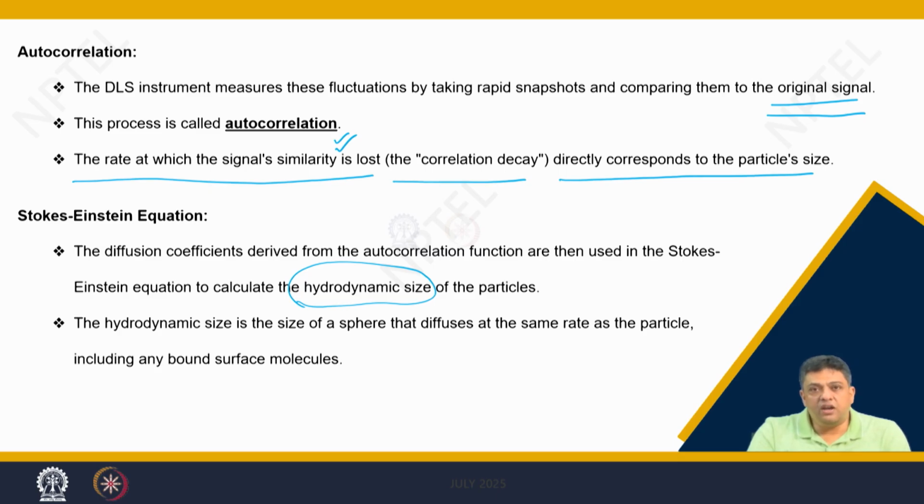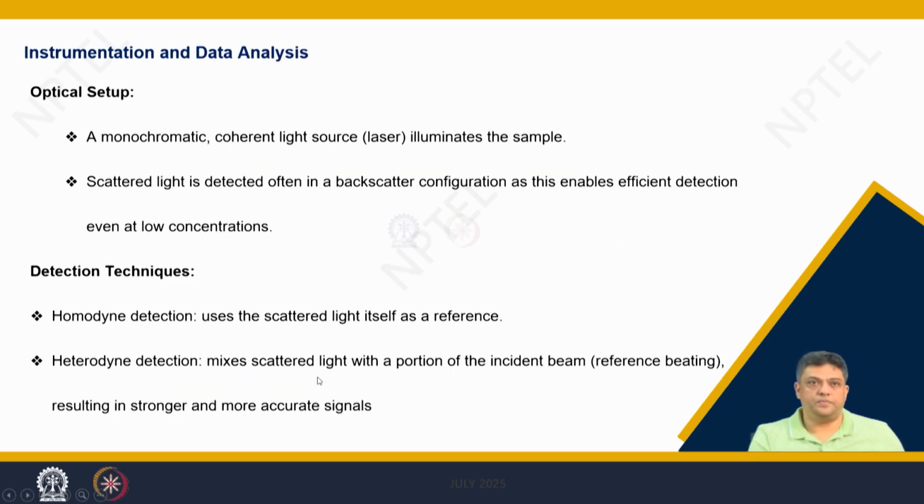And in the case of a sphere, you will have diffusion at the same rate as the particle, including any bound surface molecules. It is basically an optical setup where you have a laser, that is a monochromatic coherent light source, and scattered light is detected, often in backscattered configuration, so that you have efficient detection even at low concentrations.